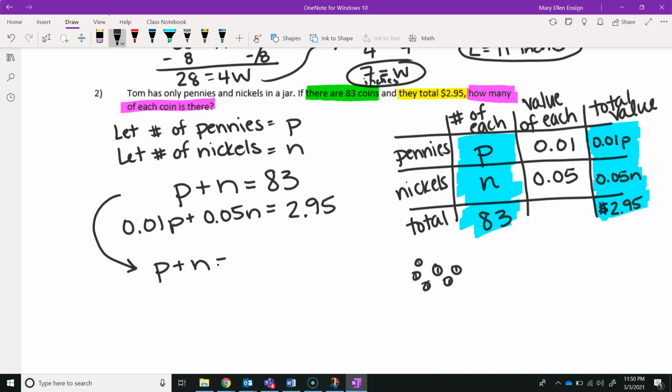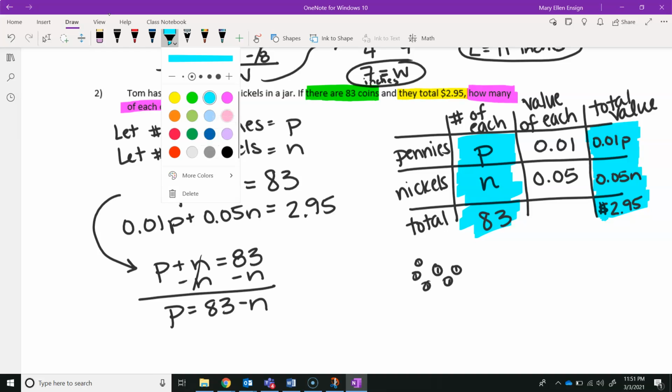I'm just going to rewrite it here because it does not have coefficients in front of the p and the n. So let's say I'm going to get p by itself. So I'm going to subtract n. P equals 83 minus n. Now it really does not matter which one you get by itself. I could have subtracted p, had n equals 83 minus p, that's fine. I would have just substituted in for the opposite variable at that point.